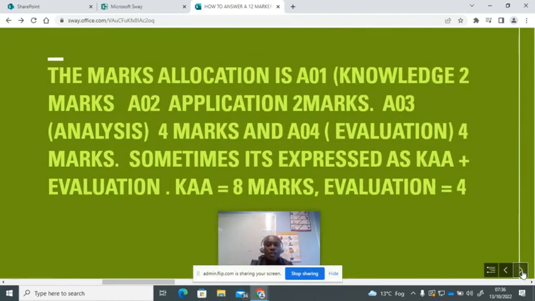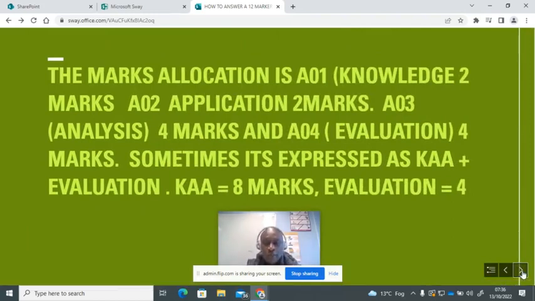The mark allocation is AO1, which is knowledge. That's 2 marks. Then AO2 is application. That's also 2 marks. AO3 is analysis, 4 marks. And AO4 is evaluation, which is 4 marks. So it's 2, 2, 4, 4.